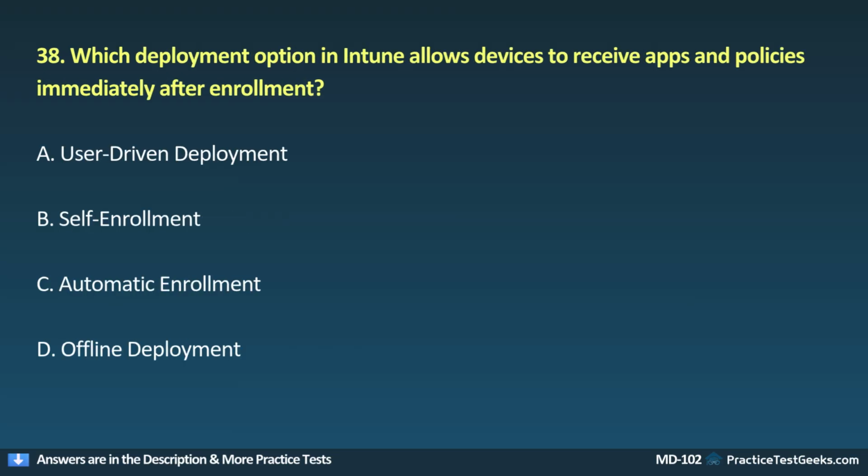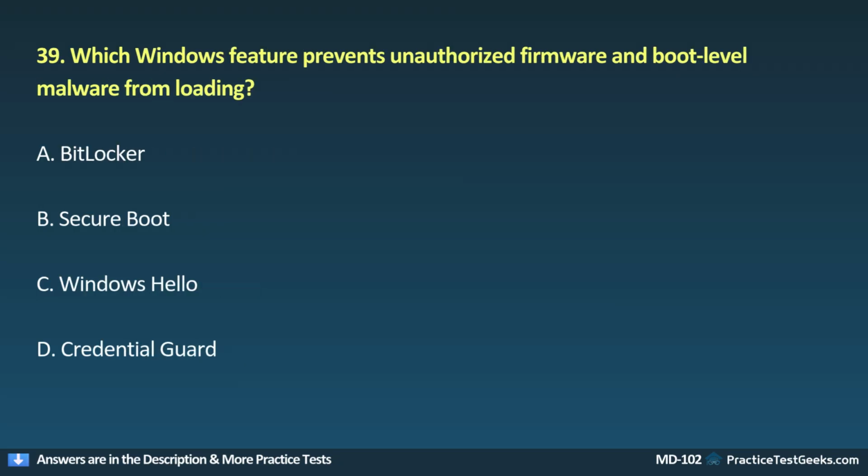38. Which deployment option in Intune allows devices to receive apps and policies immediately after enrollment? A. User-driven deployment. B. Self-enrollment. C. Automatic enrollment. D. Offline deployment.